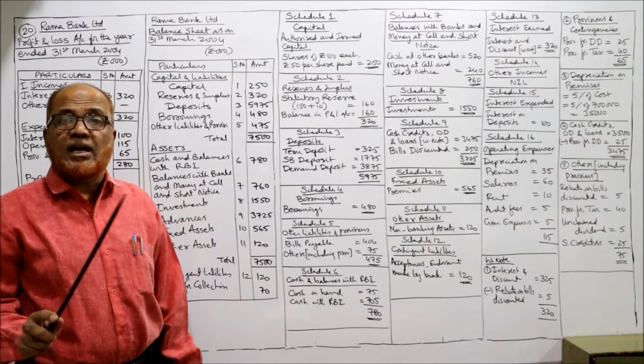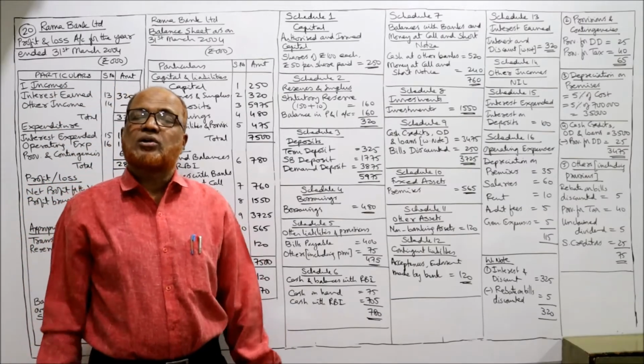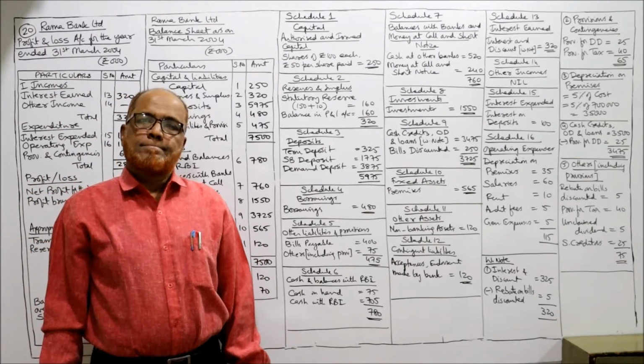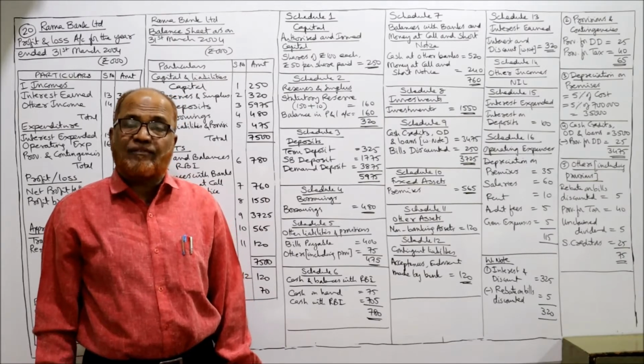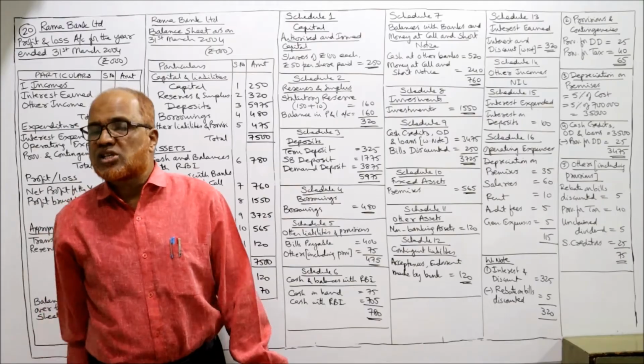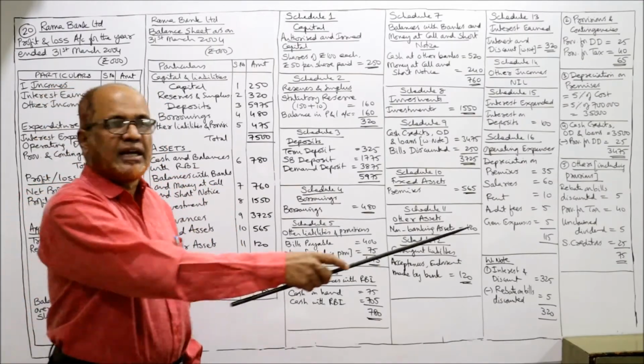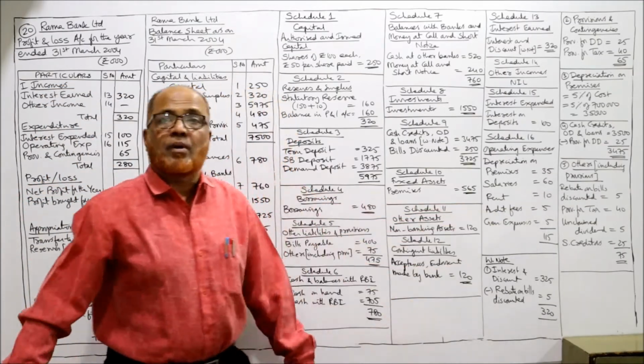If you forget to take any one item, your balance sheet will not tally. So if you want the balance sheet to tally, look for the double effect. First effect, it will be deducted from interest and discount. The second effect, it will be taken under others including provisions.